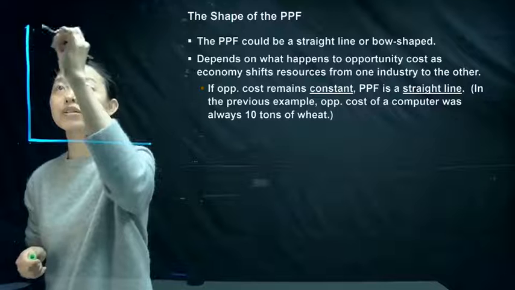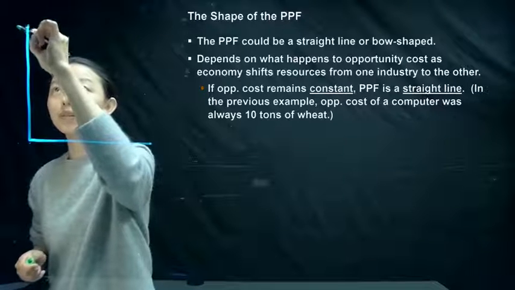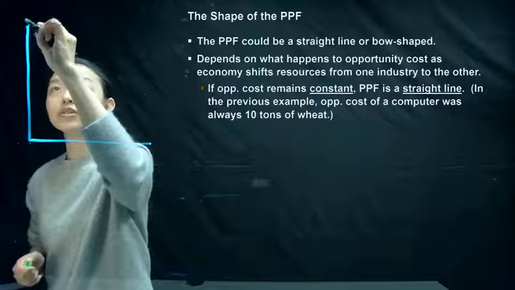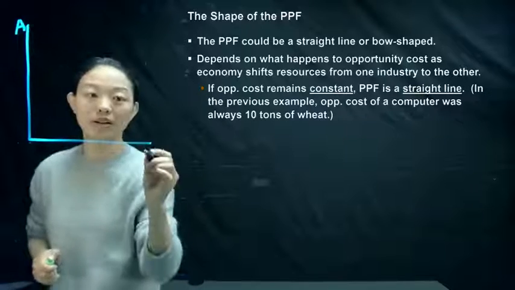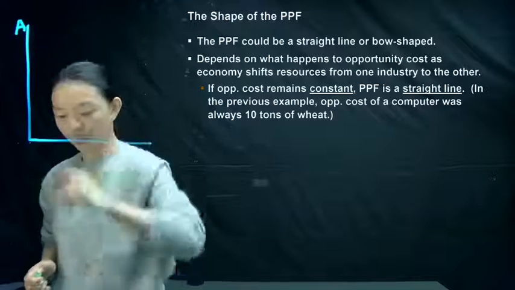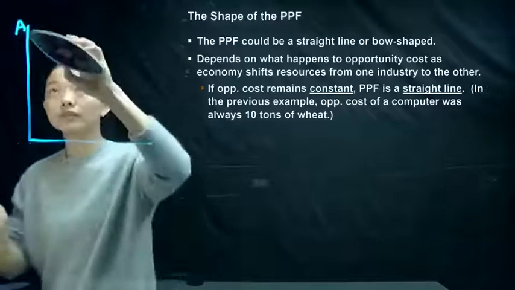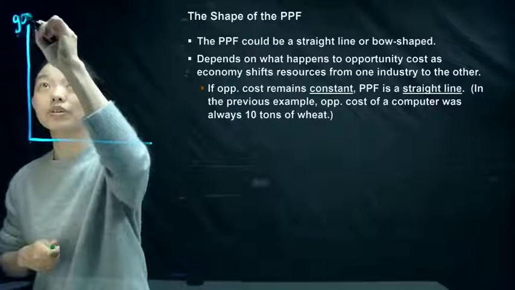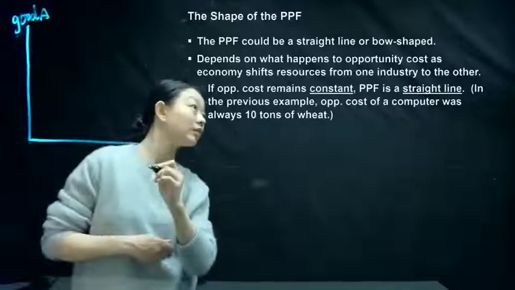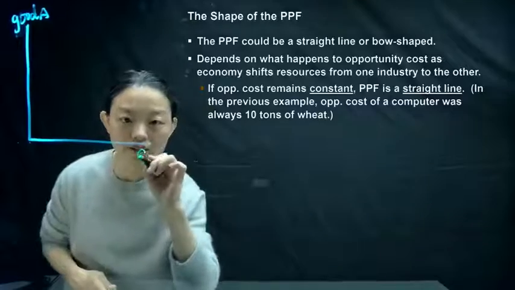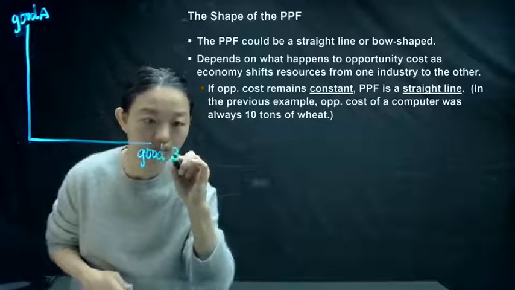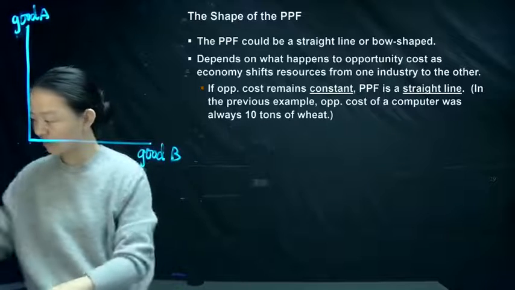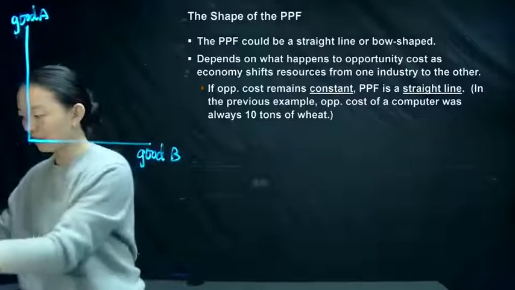Okay, so if I put this as good A, this will be good A, and this is good B, okay? And then now the PPF is like this shape.